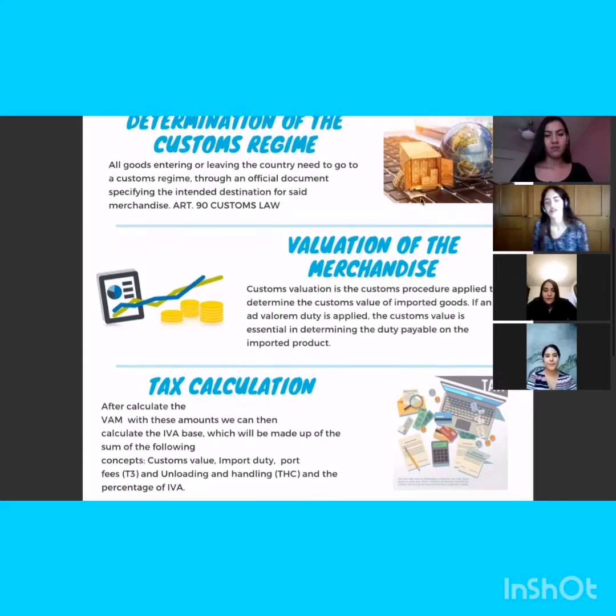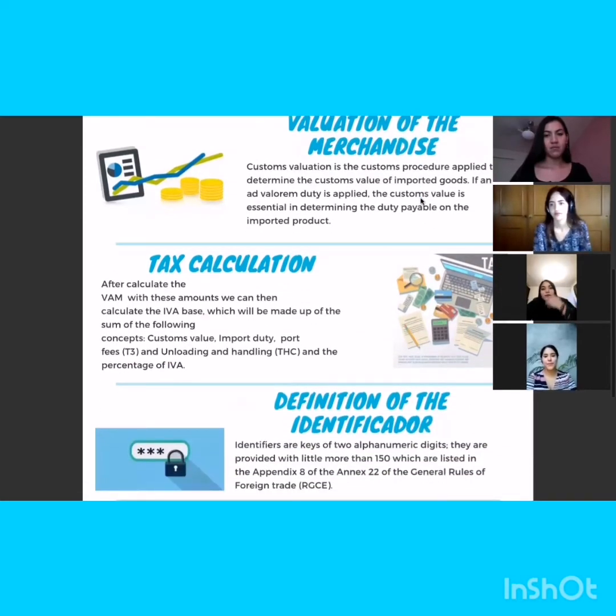Well, the next step is tax calculation. After we have calculated the customs value, we proceed to calculate the taxes that the merchandise will pay. First of all, we calculate the import tax, and then we have to sum the customs value plus the import tax, the port fees, the unloading and handling, and the IVA. Also, if the merchandise has countervailing duties, we have to calculate them, and sum this to the customs value, the IVA, and the import taxes, and that's it.